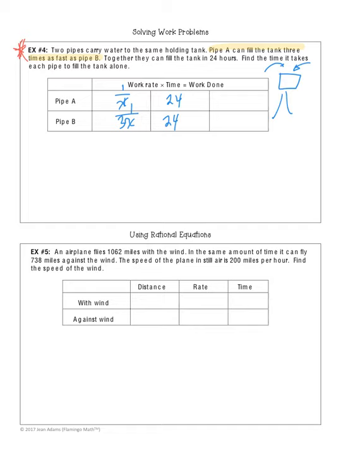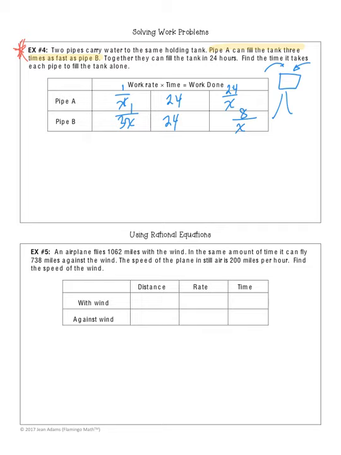All right, so then to get this last column here, you have to calculate it. So work rate times time, so this times this. So you get 24 over x. And when you multiply 24 times 1 over 3x, that 3 is going to cancel into the 24 8 times. So I actually get 8 over x.